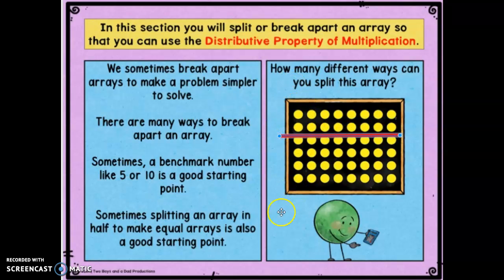Okay. So this time I'm breaking the 6 up. I'm decomposing that 6 to make it easier to multiply. So my original equation was 6 times 8 still. That didn't change.